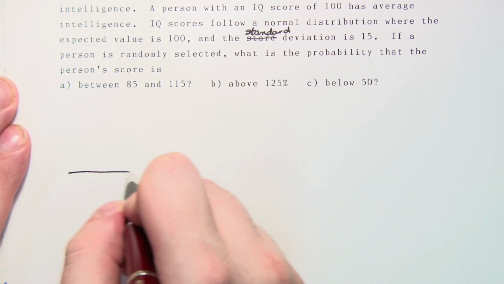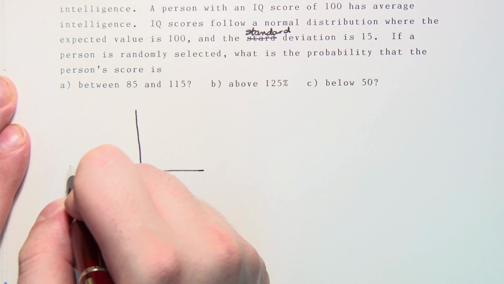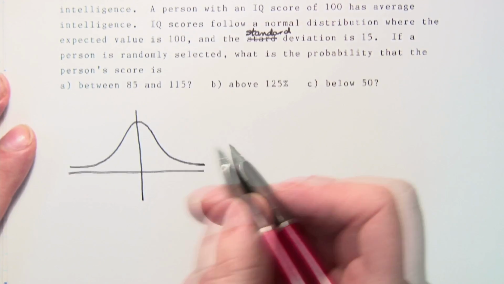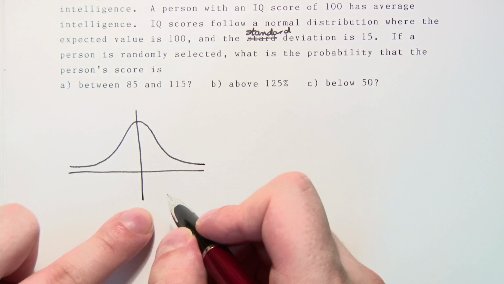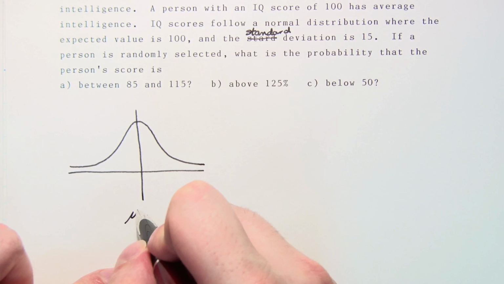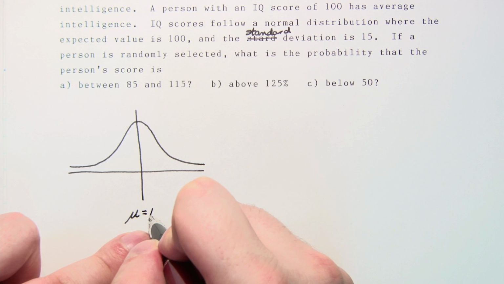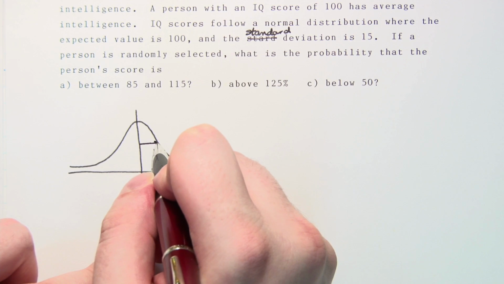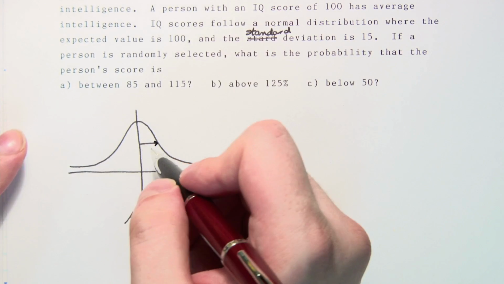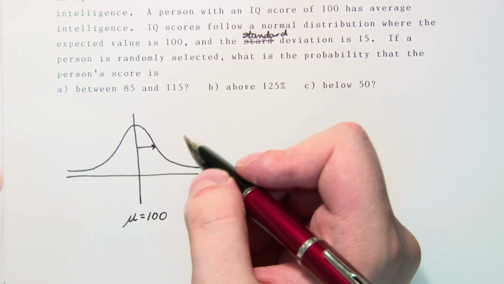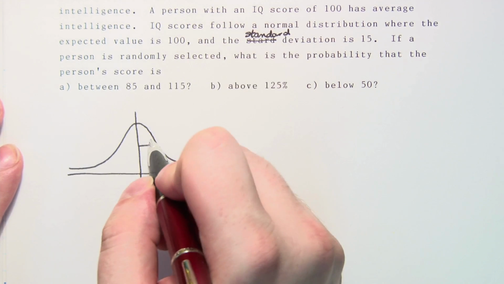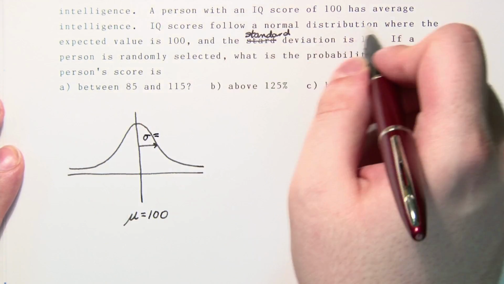Okay. So just to give you an idea of the normal distribution, there it is, as best as I could draw it. In the middle here is the expected value. In this case, we have an expected value of 100. The standard deviation is the distance from the expected value to the point of inflection in the curve, and we're told it is 15.